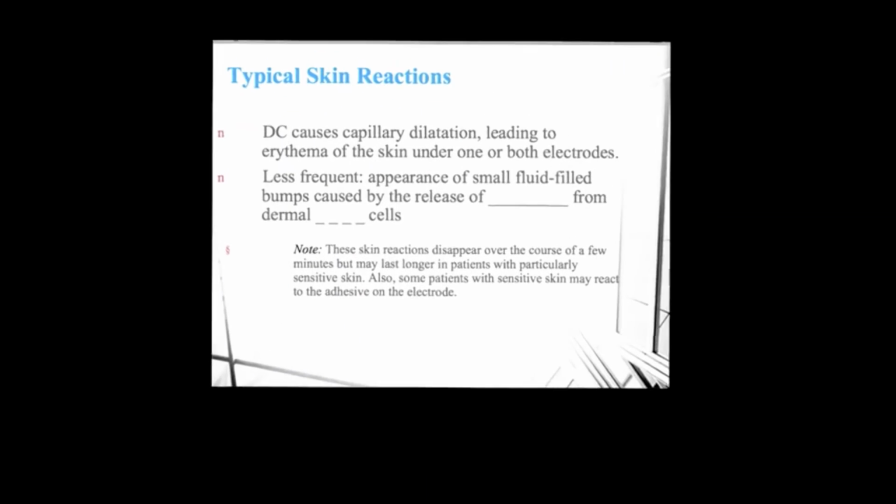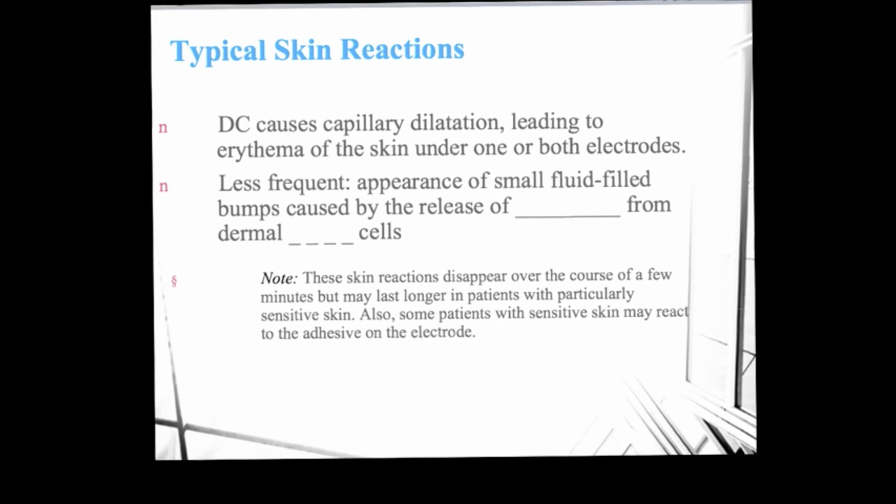Okay, and then this will be the very last slide, typical skin reactions. Because this is DC current, there is the possibility of some skin irritation or erythema present there. It is less frequent, but there could be some bumps, or it could be an allergic response caused by the release of one thing that goes with inflammation that we talked about before, histamine. And where is this released? Histamine is triggered out of the mast cells. So these may disappear over a few minutes.